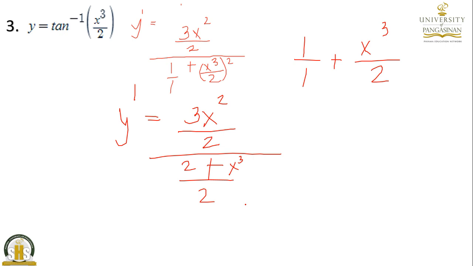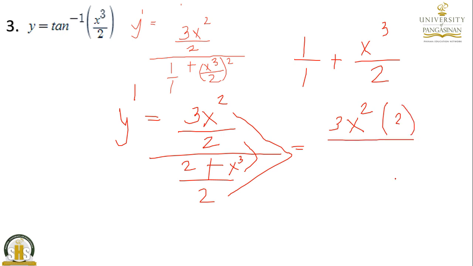Then next, ang susunod dyan, inside, inside, outside, outside na ha. Yung outside natin, it will serve as our numerator. Magiging 3x squared. Tapos, i-multiply natin si 2. Next. Then, sa baba, meron tayong 2, tapos 2 plus x cube.